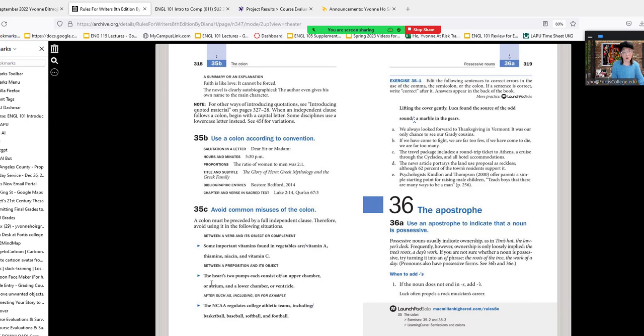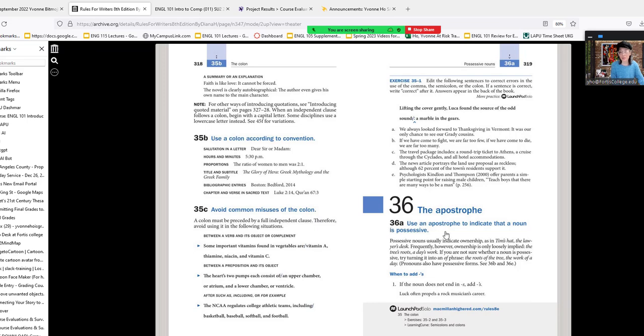The hearts of 2 pumps, each consists of the following. So always put in the following. Consists of the following, and then it would be correct. And the NCAA regulates college athletic teams, including the following. So you can avoid all of these mistakes by just writing the following, and then you would have a correct colon.